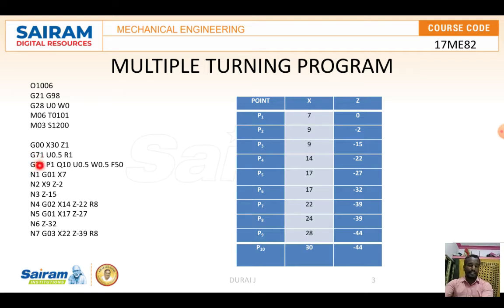G71 is the code for multiple turning. Whenever you apply G71, the syntax is G71 U R, and again in the next line G71 P Q U W F. Here U is the depth of cut, that we always give as 0.5 mm or 1 mm. R is the retraction amount, that means after cutting the material how much it takes back from the workpiece. And P is the starting block number.